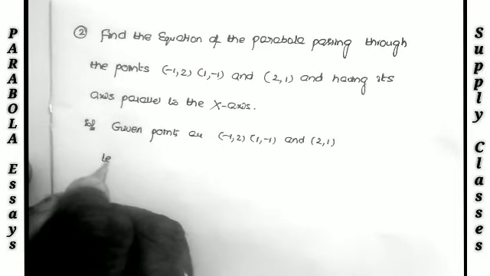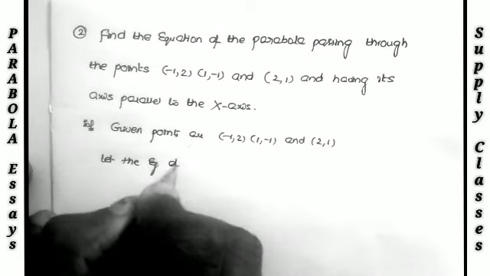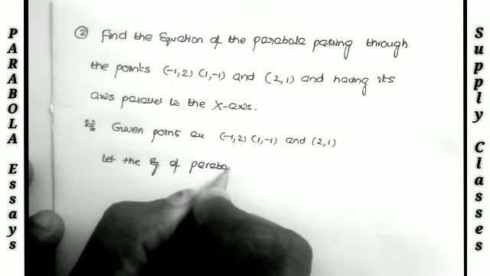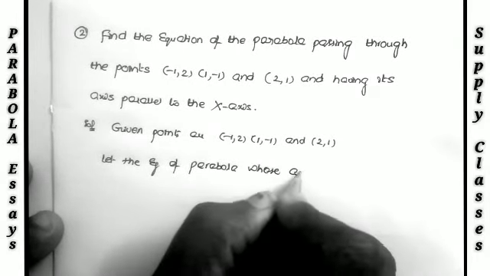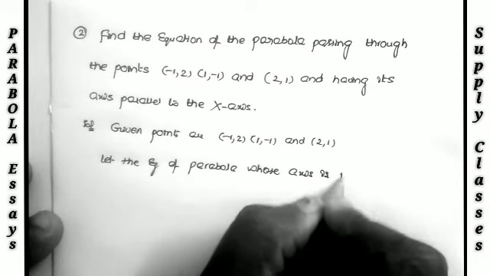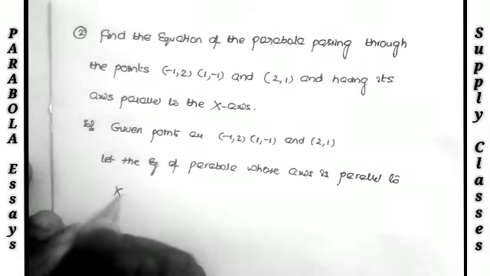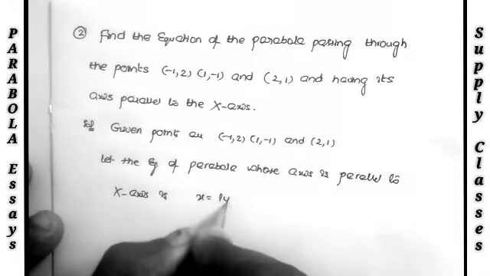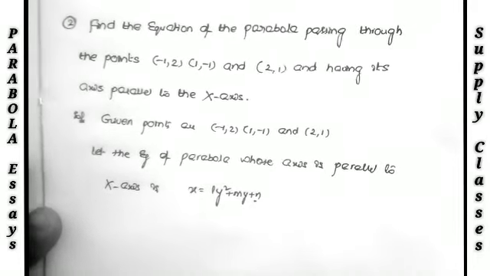So first I take the equation of the parabola. What is given here? The parabola whose axis is parallel to the x-axis. We have a direct formula for this one. The formula is x is equal to l y square plus m y plus n. This is the equation of the parabola whose axis is parallel to the x-axis.